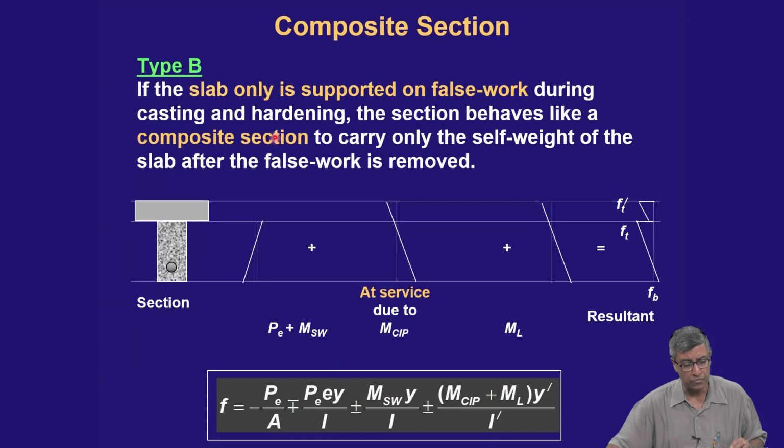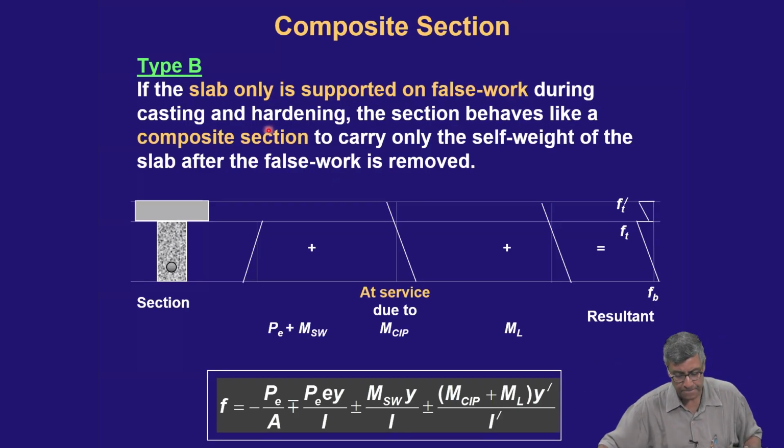On the other hand, what is type B? Type B is if the slab only is supported on false work. Sometimes this is a situation in between type A and type C, that for the slabs we are providing props, but on the concrete that comes over the precast, I am not supporting the precast because I know the precast is stiff enough. Whatever concrete is coming on the precast, I am not going to prop the precast.